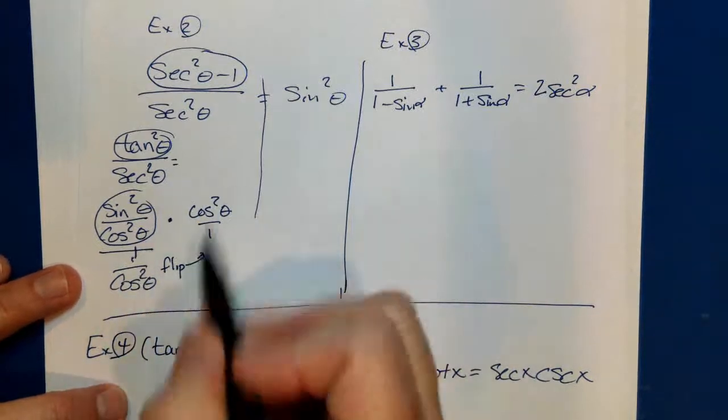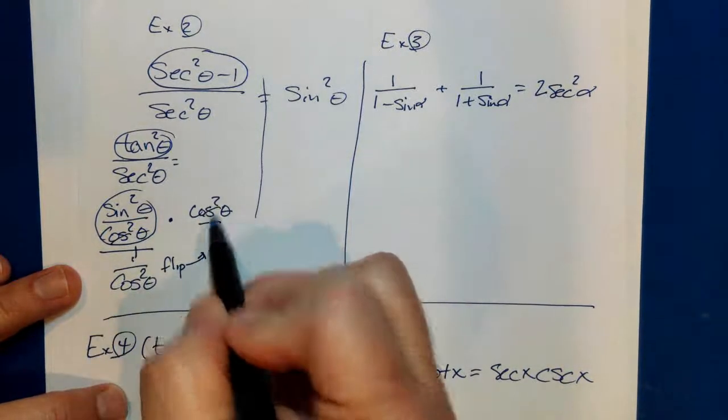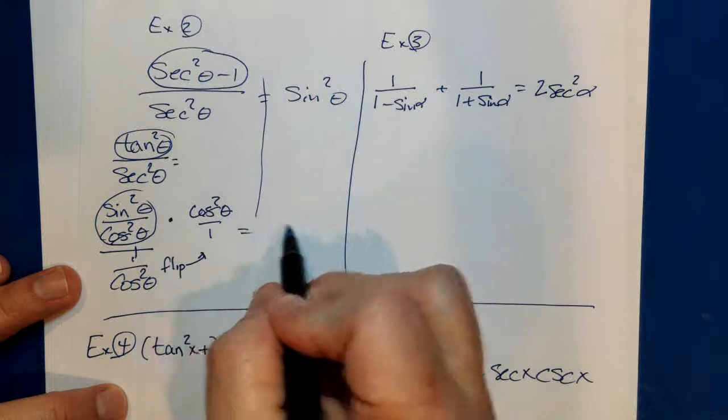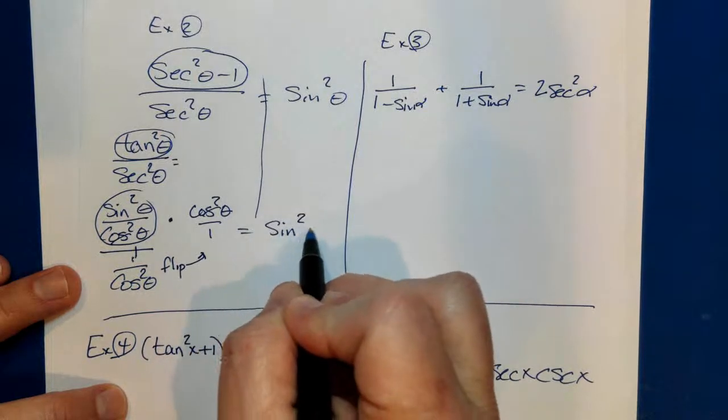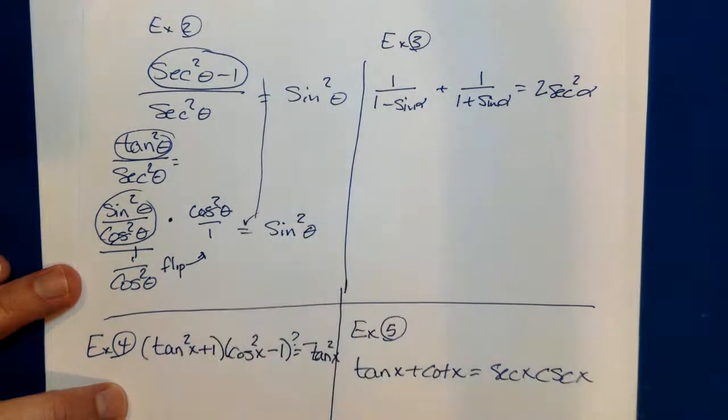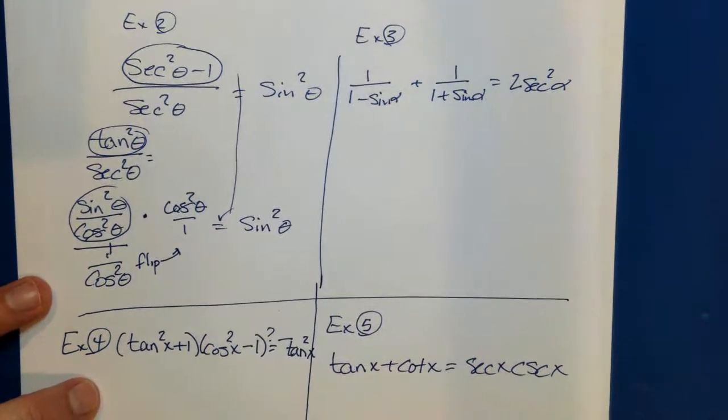What happens to the cosines? Well, guess what? They divide out, which leaves us just with sine squared theta. Okay? Alright, let's go on to the next one.